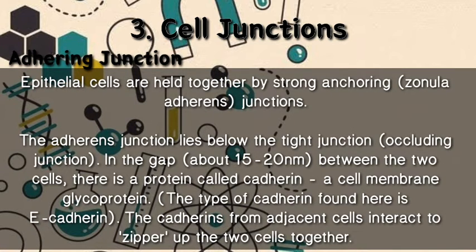The next type of cell junction is the so-called adhering junction. Epithelial cells are held together by strong anchoring junctions. The adherens junction lies below the tight junction. In the gap between two cells, there's a protein called cadherin, a cell membrane glycoprotein. The cadherins from adjacent cells interact to zipper the two cells together.